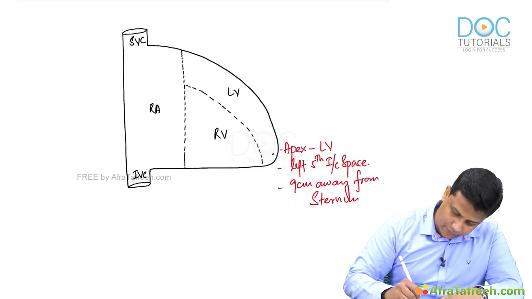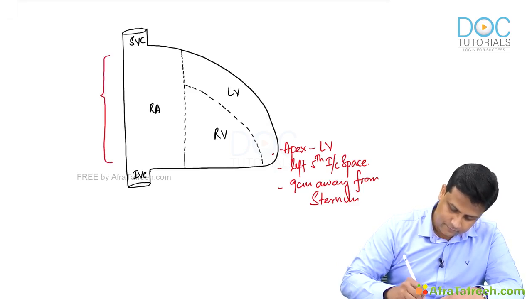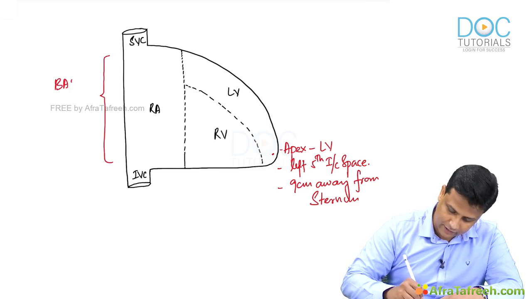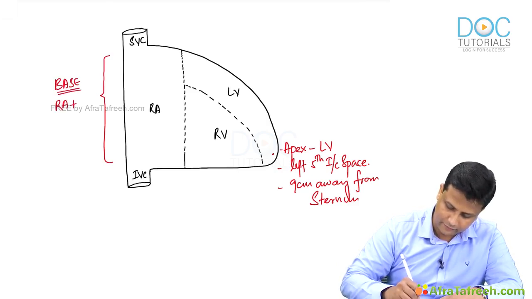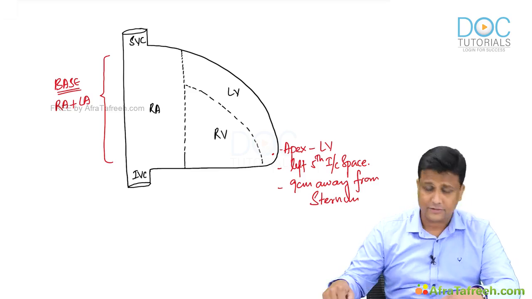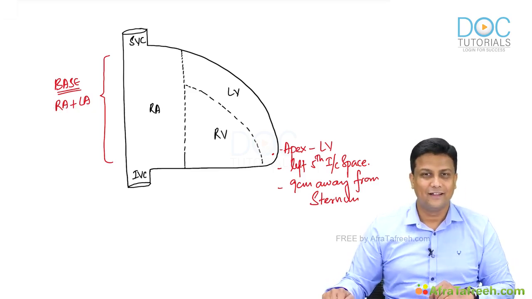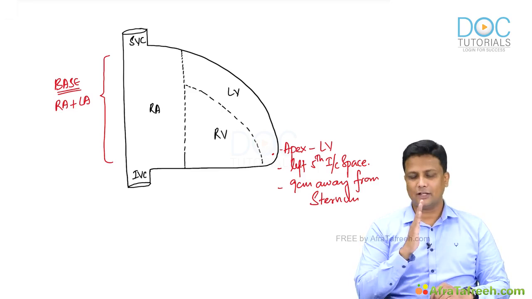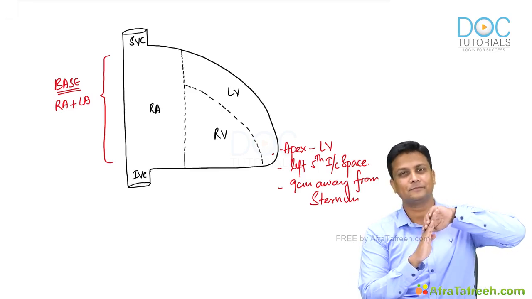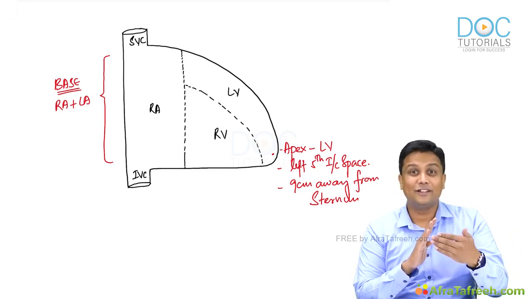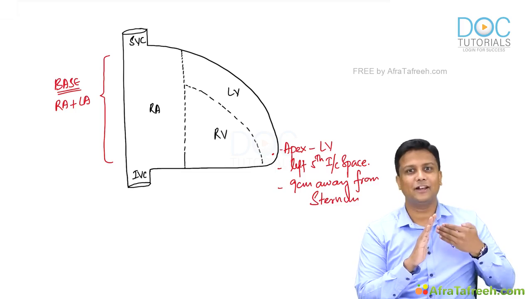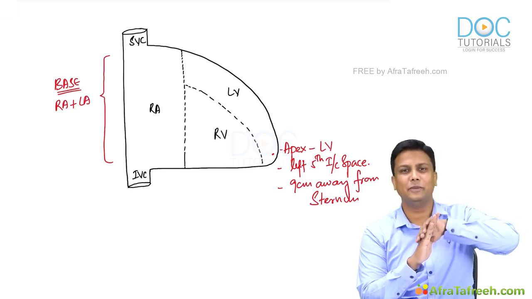Then similarly, what about the base of the heart, sir? Remember, the base of the heart is formed by the right atrium, and not only the right atrium, even the left atrium. Here I have seen many students getting confused. Try to understand, guys. I am asking you about the complete base of the heart. In the diagram you are able to see only the right atrium in the front, but there is a left atrium behind, and together they form the base of the heart.